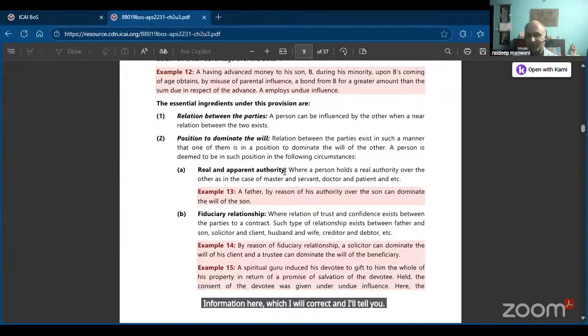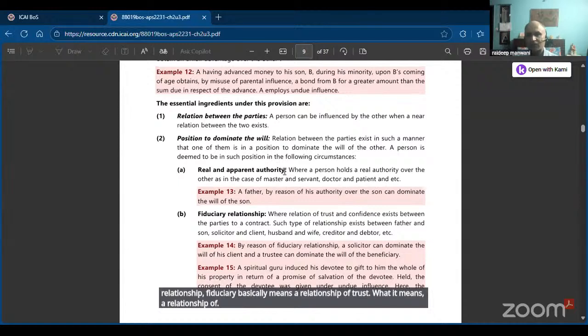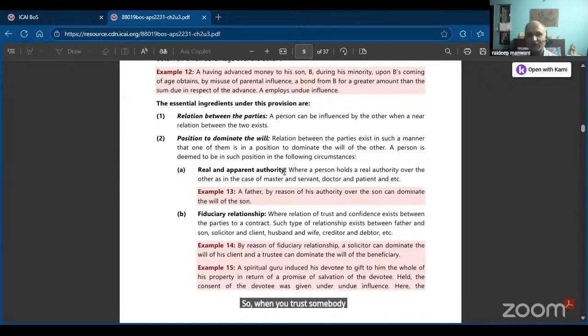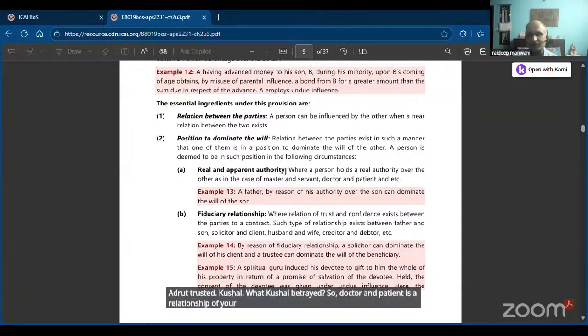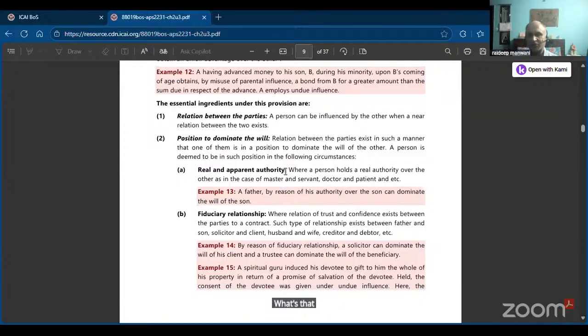Fiduciary relationship. Fiduciary basically means a relationship of trust. So when you trust somebody and that person betrays your trust, Adrut trusted Kushal, but Kushal betrayed. So doctor and patient is a relationship where you're trusting your doctor will give you the right medicines. He will do the surgery properly. When you go to a doctor for surgery, do you expect him to remove your kidney and give it to somebody else? No, sir. Do you expect him to give the right medicine? You're trusting the doctor, right?